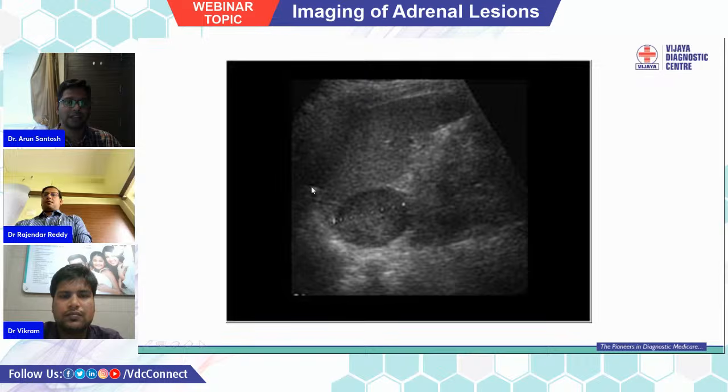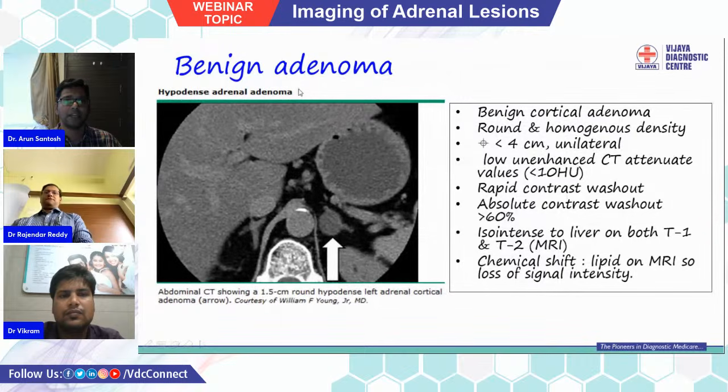This is an image of ultrasound. Here we can see this is the spleen, and here this is the shadow of the left kidney. Here we can see there is a heterogeneously hypoechoic lesion in the left suprarenal region. And in benign adenomas, we can see this is the axial CT image. Here we can see this is the normal right adrenal gland, the body, the lateral limb, and the medial limb.